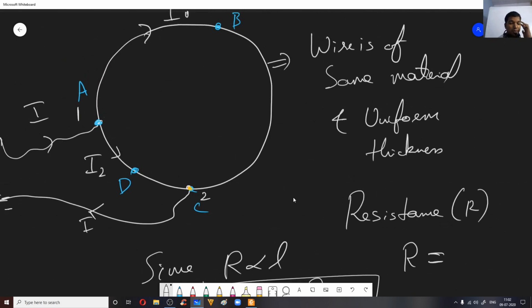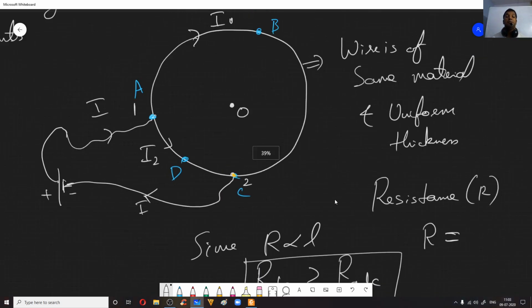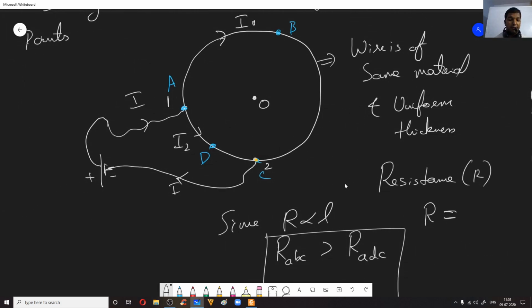Now due to this, what will be the magnetic field at the center O? That is the question. Now what we'll do is, if you remember this, earlier, say the angle made by the arc ADC, call it some alpha. Now the angle made by the arc ABC, let us call it some beta. So let this be alpha and let this be beta.